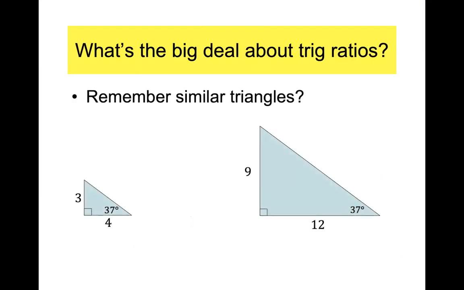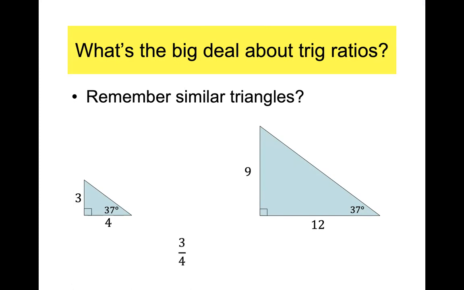Remember, all similar triangles have their sides in a proportion. Therefore, I don't care if the triangle is large or small. If the angle is 37, you're going to get 0.75 each time. And how can we make that useful? Well, that means I don't need to know two sides. I just need to know one side. And I can solve for the second side just by setting up a little expression and solving it.